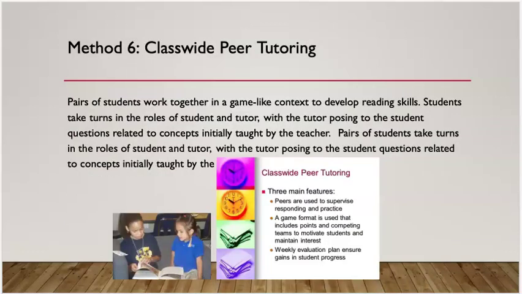Method 6 is the class-wide peer tutoring. Pairs of students work together in a game-like context to develop reading skills. Students take turns in the roles of student and tutor, with the tutor posing to the student questions related to concepts initially taught by the teacher.